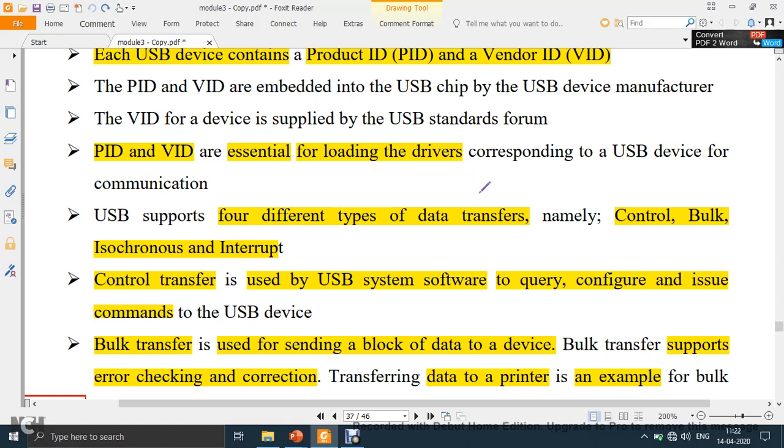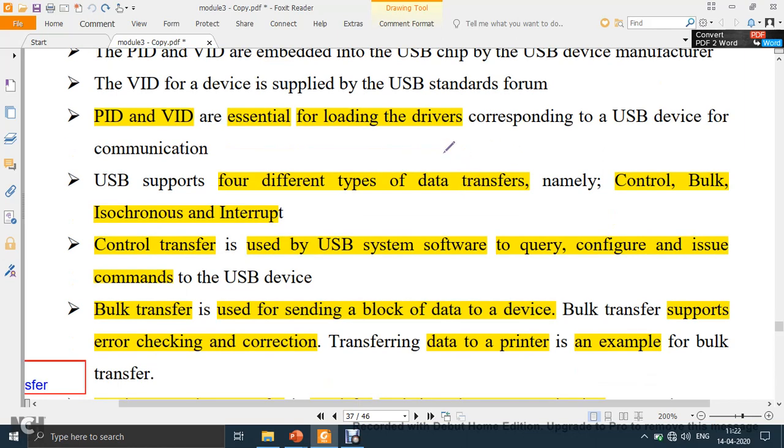That is why these are used to identify the device, which type of device it is and what drivers are required for that device. You might have seen that whenever you connect a new USB device to your laptop or PC, and if that PC is connected to the internet, it will try to download the drivers. It will say installing the drivers, downloading drivers. That is the use of PID and VID.